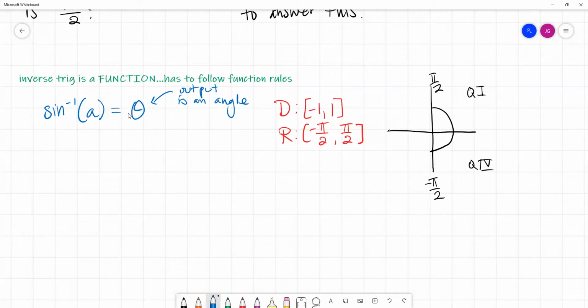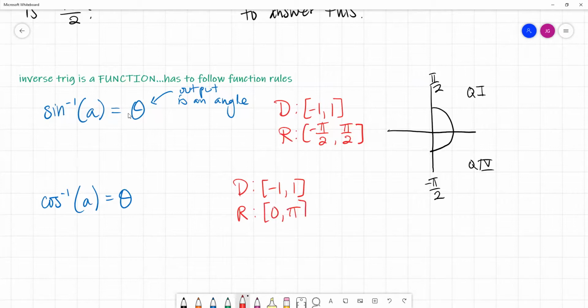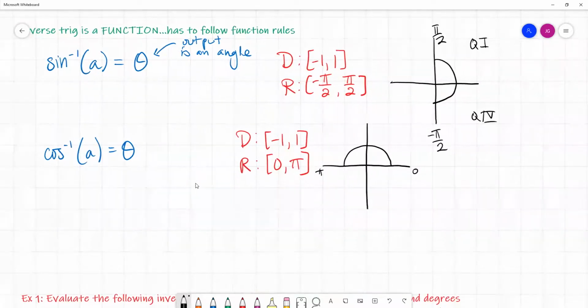Okay, and I can do the same thing for two of the other trig functions. So I can do cosine inverse of a equals theta. My domain is actually going to be the same, from -1 to +1, but then my range is going to be from 0 to pi. So all the answers that I can get from this function are on the top half of my unit circle, because that's where 0 to pi is. We know 0 is right here and pi is over here, so all the answers are going to come from here. We're going to explain what that means in a little bit. So if you're a little confused by what I mean by the answers, that's coming.